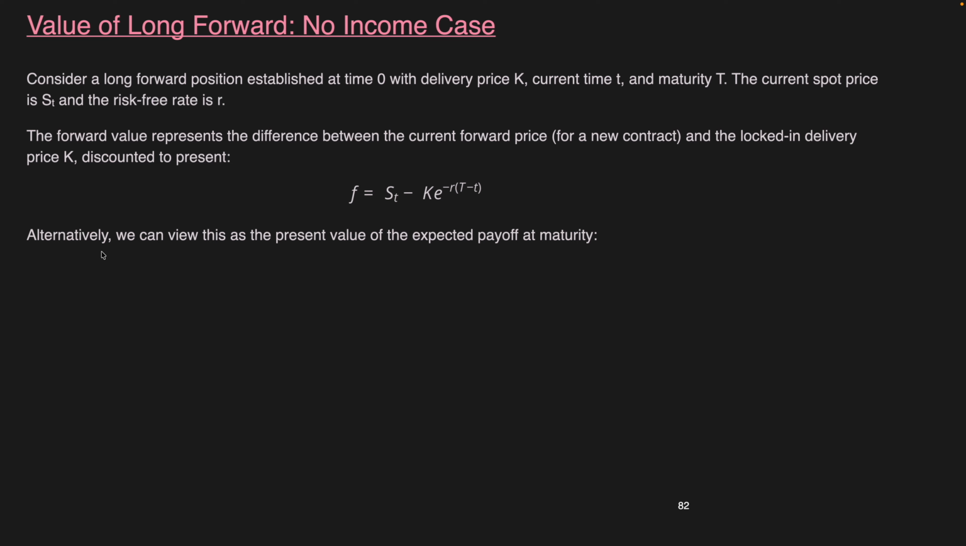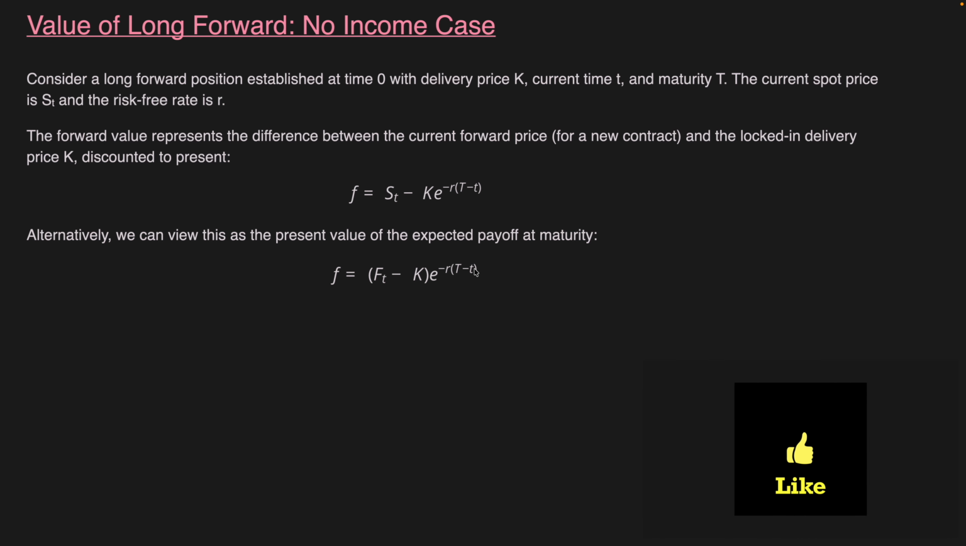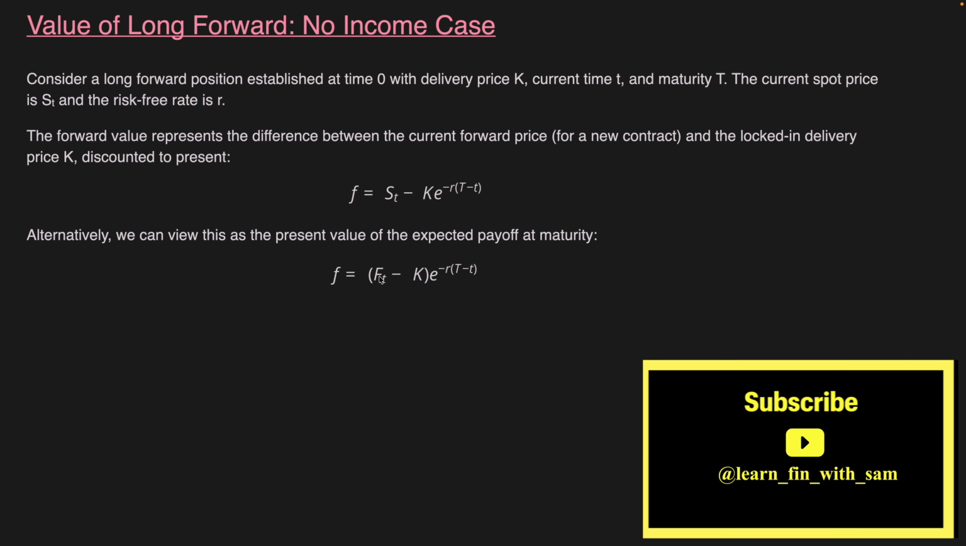Alternatively, we can view this as the present value of the expected payoff at maturity. Very simple, I'll tell you. See, F can be taken as ST, which is nothing but FT minus K into e to the power of minus small r into capital T minus small t. What is FT into e to the power of minus small r into capital T minus small t? It is nothing but the value of the forward contract discounted to the present value.